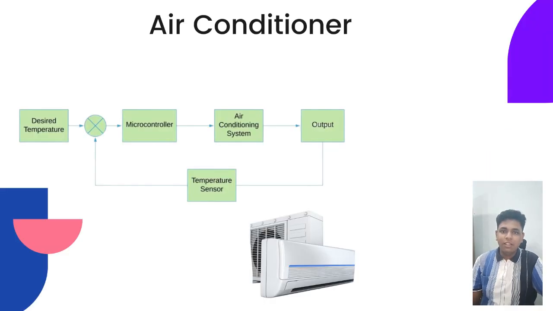Next is an air conditioner. This is the block diagram of the air conditioner and the example picture of the air conditioner. For the block diagram, from the desired temperature to the summing point, to the microcontroller, to the air conditioning system, to the output, and the temperature sensor, and lastly to the summing point.